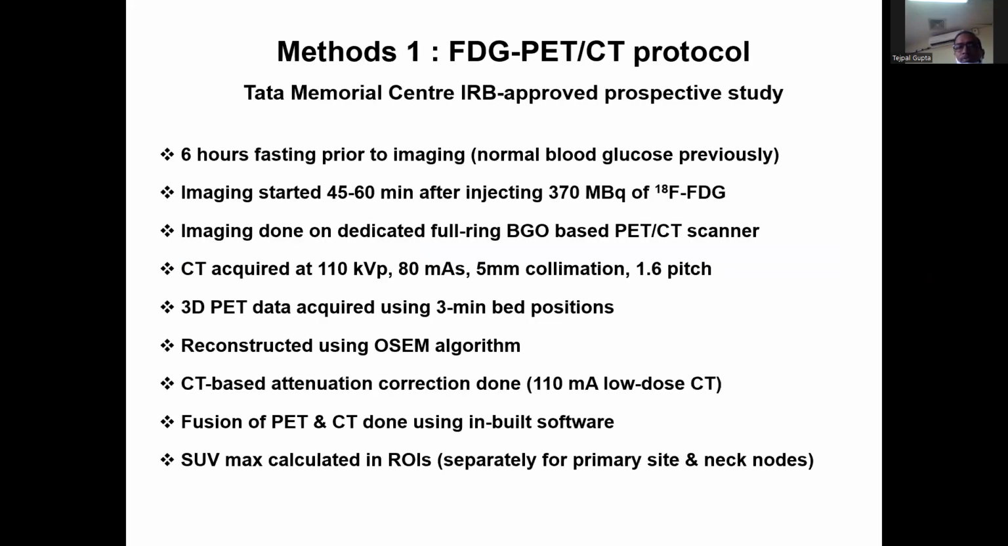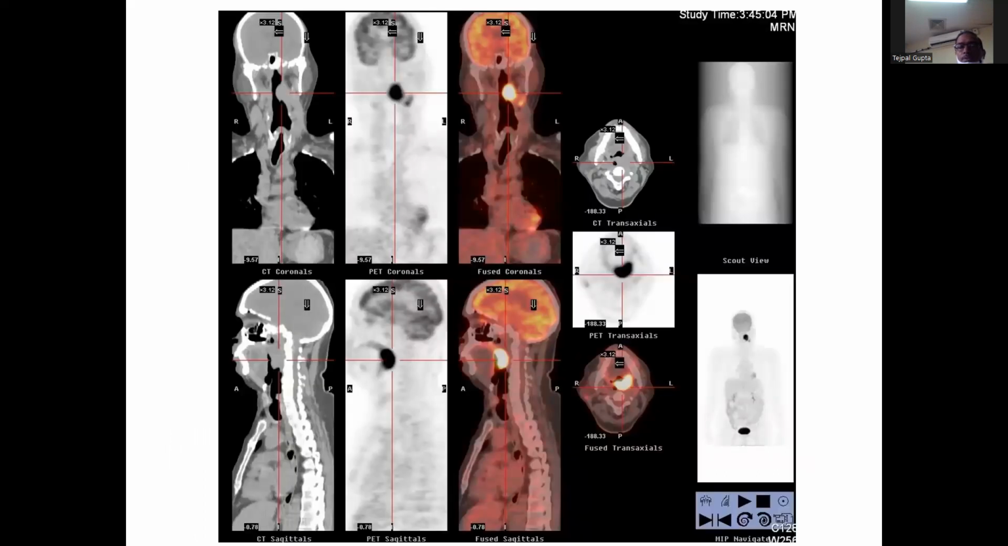So this was done as part of an IEC approved prospective study. Standard acquisition of PET-CT after injecting 370 megabecquerels of 18 fluorine fluorodeoxyglucose. CT was also acquired along with that, and PET data reconstructed using 3 min bed positions. All this is pretty much standard. And the fusion of PET and CT was done using an inbuilt software, and SUVmax was calculated on the regions of interest separately for primary site and neck nodes. So this is a typical FDG PET CT that you would see.